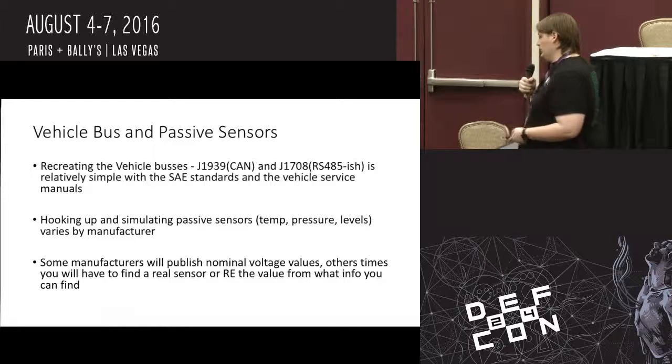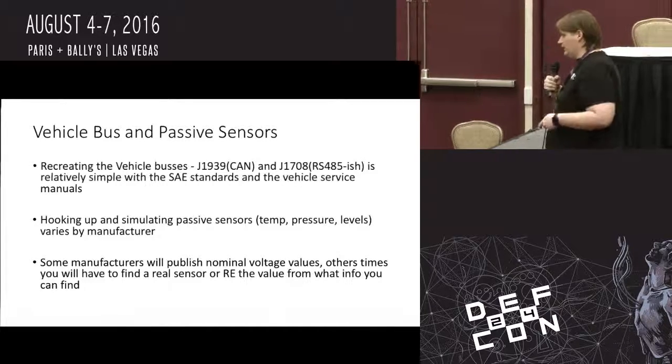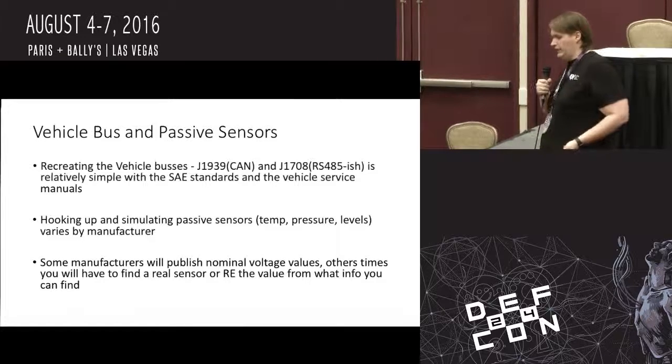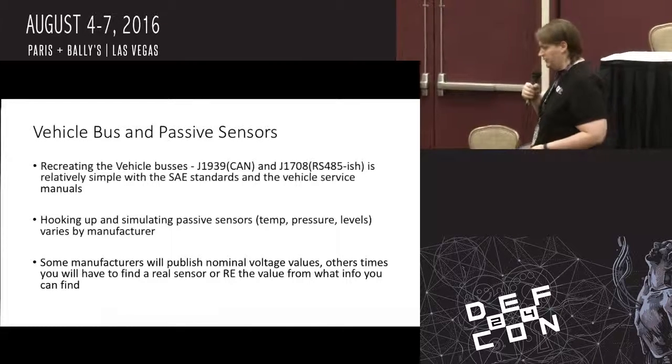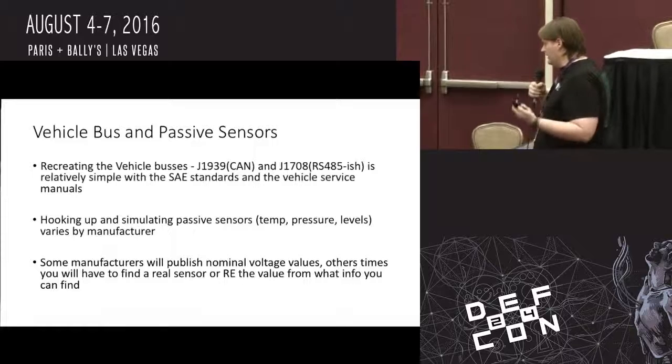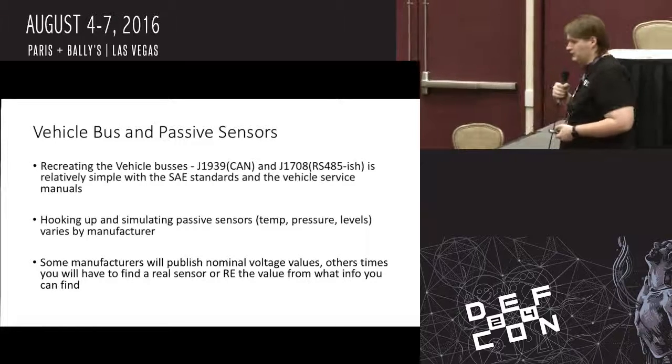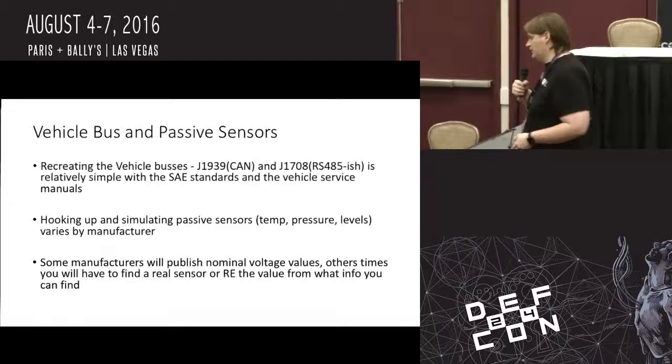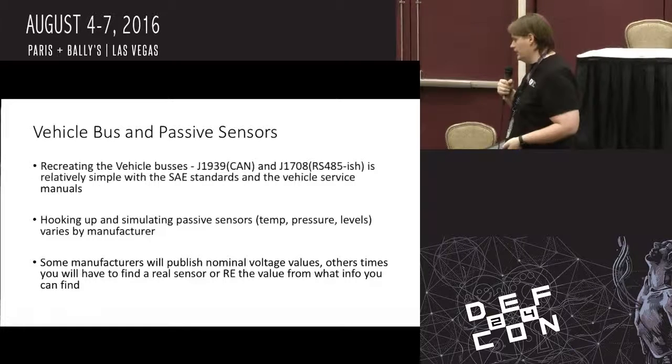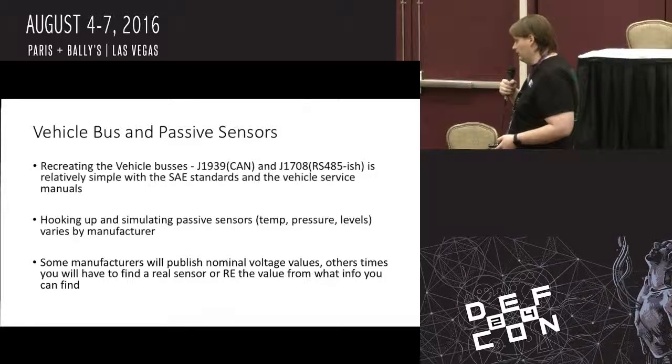To recreate all of the things inside the vehicle, we had to create the J1939 network, which is a basic CAN bus, which is not complicated. Lots of people have talked about that. The older legacy J1708 bus, we had to kind of roll our own electronics for that, and we talked about that in our talk on Friday, and there's some stuff on GitHub if you are interested.